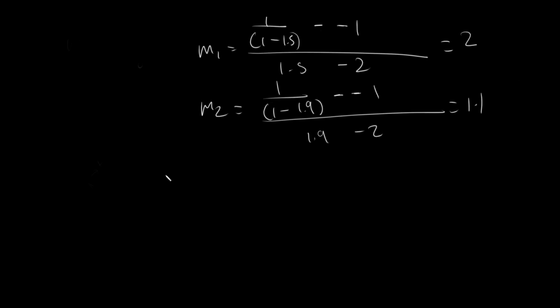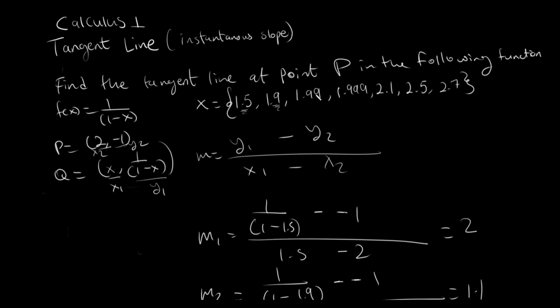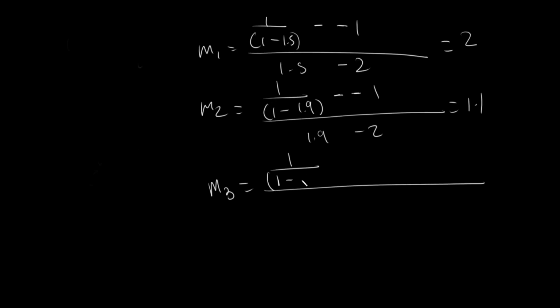Alright, so let's do this for M3, our third slope. So 1 minus 1, let me just check again, is 1.99. Okay, (1.99) minus 1 over 1.99 minus 2 is gonna equal 1.01.